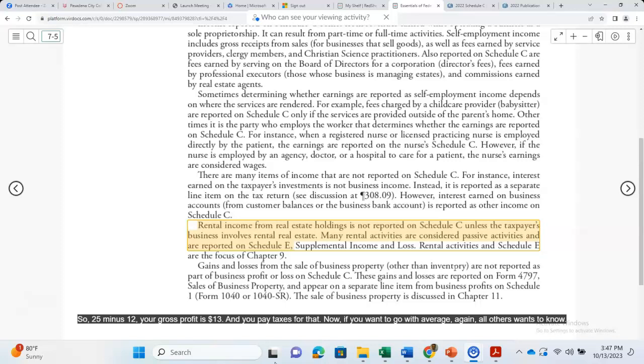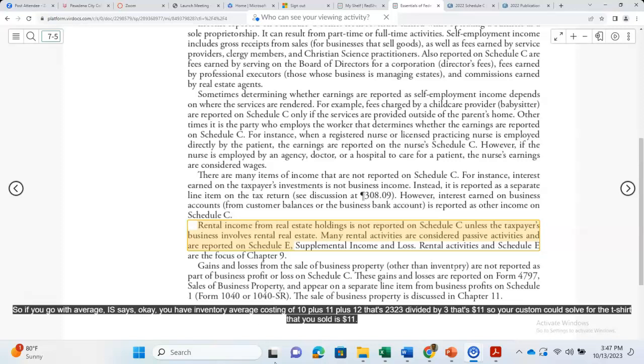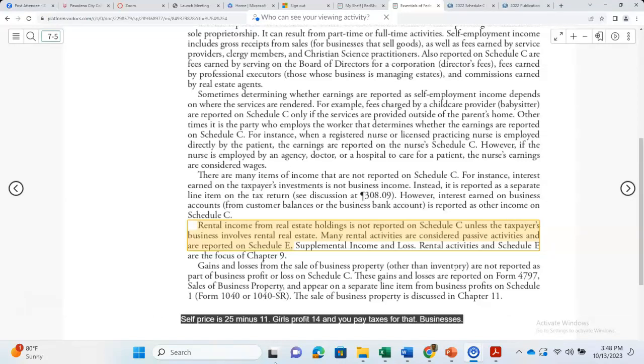Now, if you want to go with average, again, IRS wants to know. So if you go with average, IRS says, okay, you have inventory average costing of 10 plus 11 plus 12. That's 33. 33 divided by 3. That's $11. So your cost of goods sold for the t-shirt that you sold is $11. Sell price is 25 minus 11, gross profit 14, and you pay taxes for that.